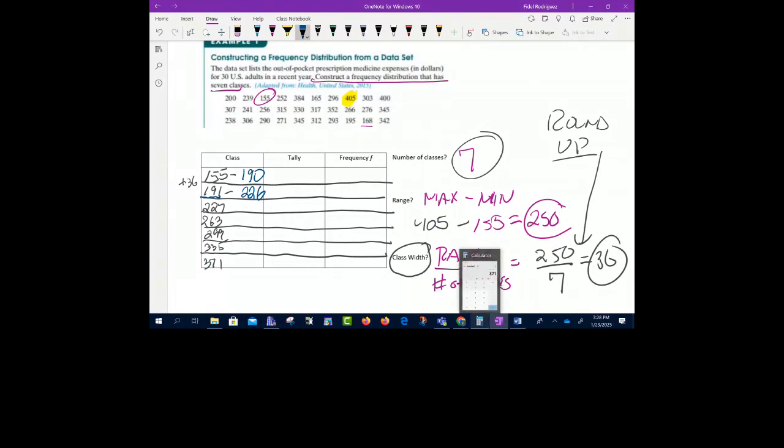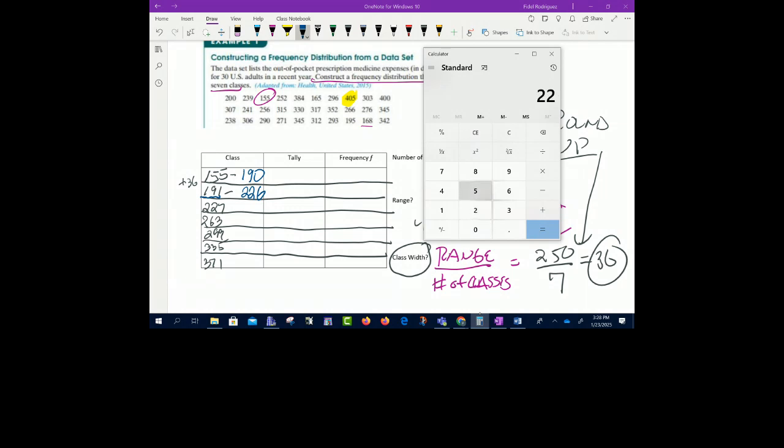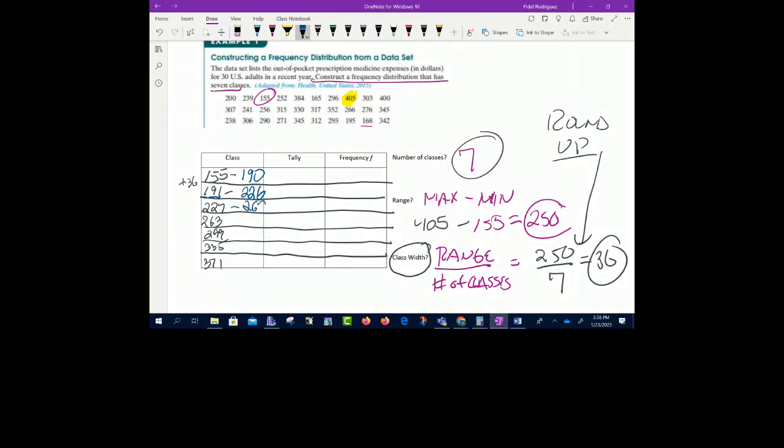The other thing you can do, y'all, is say, look, if that upper limit is 226, remember the class width is 36. You can also say, what happens if I add 36 to that? Then this one here would have been 262. And that makes a whole lot of sense because this guy here was 263. Am I doing okay so far?